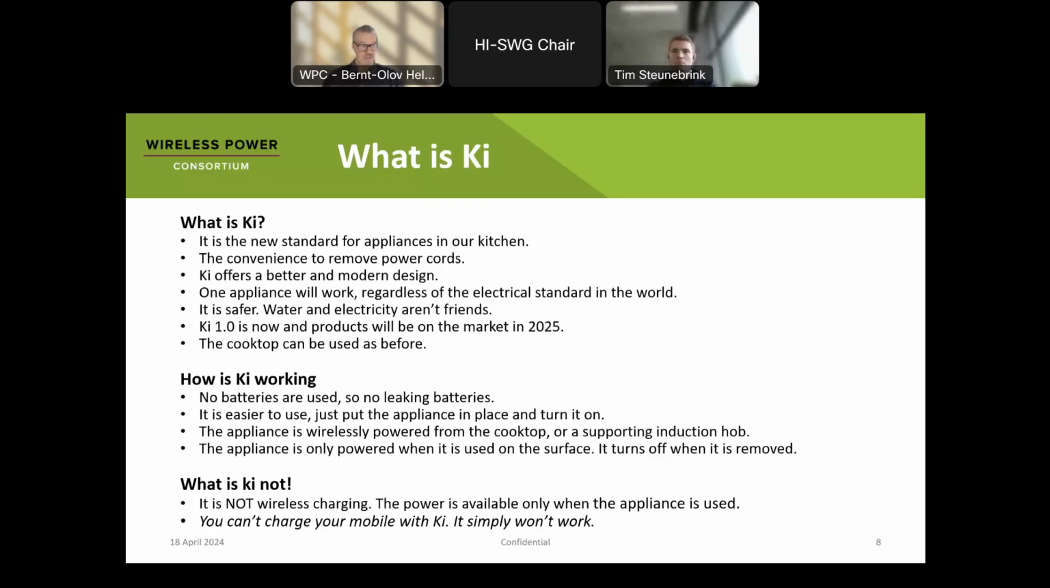What is Ki not? It's not a wireless charging device. The power is available only when the appliance is used. You can't charge a mobile with Ki. It simply does not work. You cannot charge anything else. You can just power appliances on the cooktop.